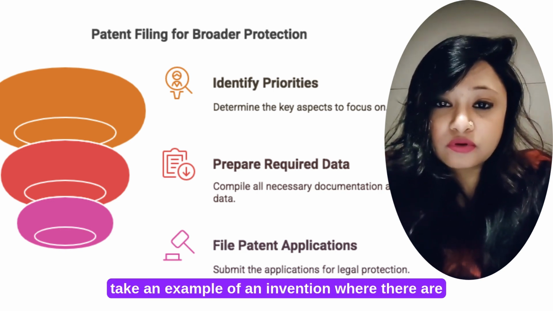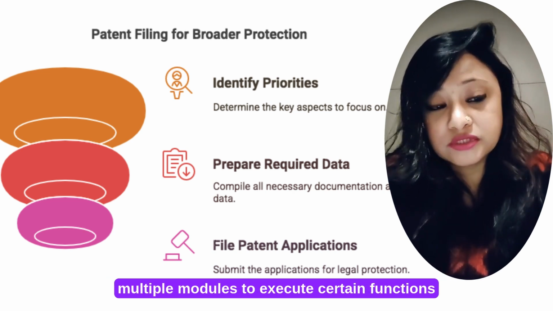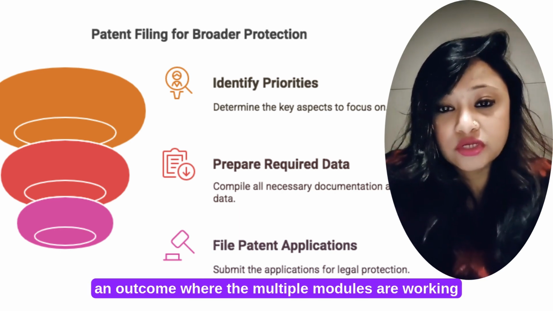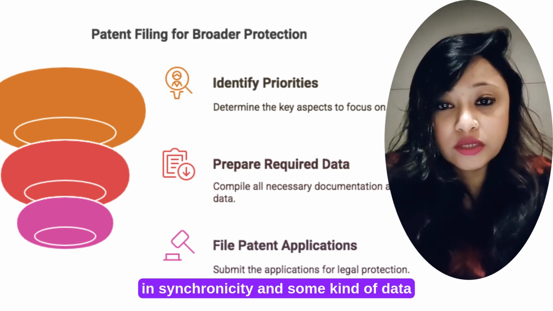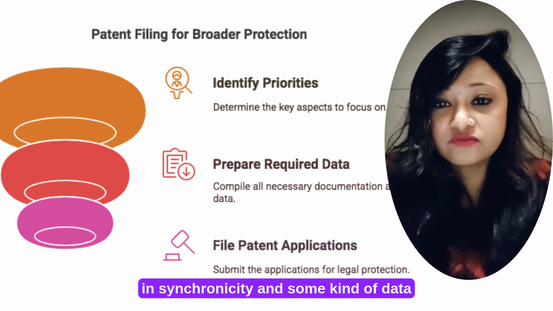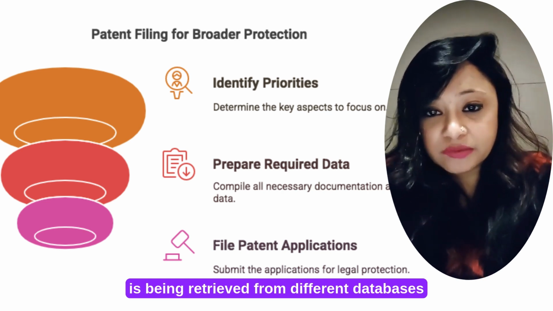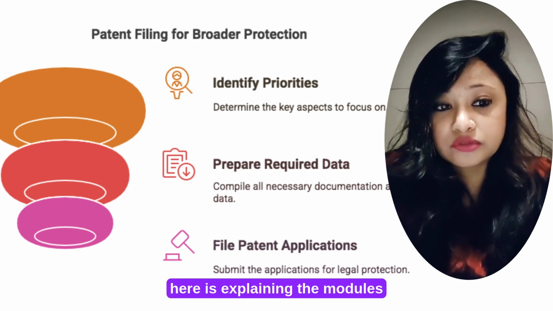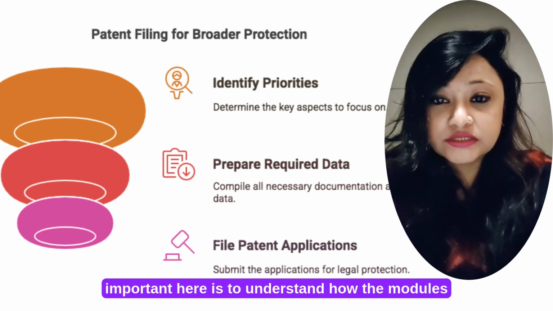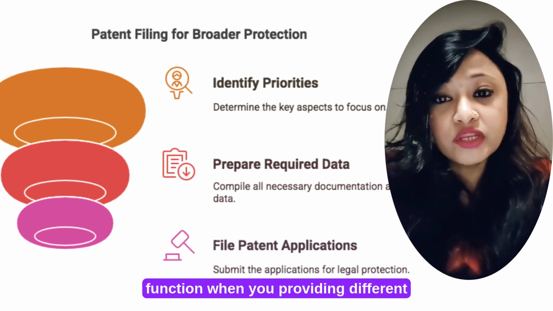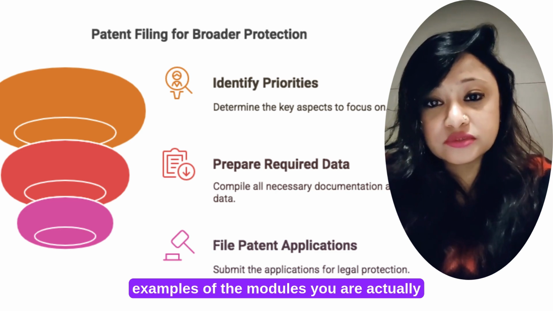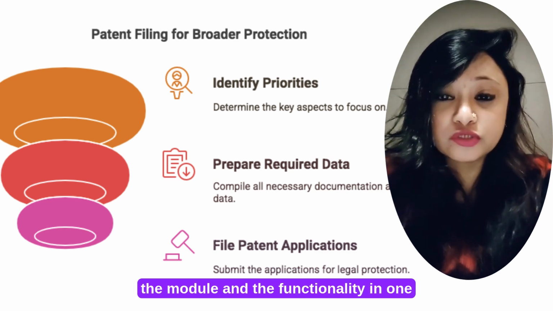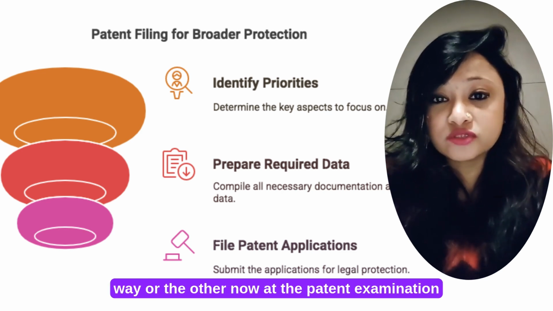Let's take an example of an invention where there are multiple modules to execute certain functions to get to an outcome, where the multiple modules are working in synchronicity and some kind of data is being retrieved from different databases. Now, the basic fact here is explaining the modules. What is important is to understand how the modules function. When you are providing different examples of the modules, you are actually illustrating or giving the explanation of the module and the functionality in one way or the other.